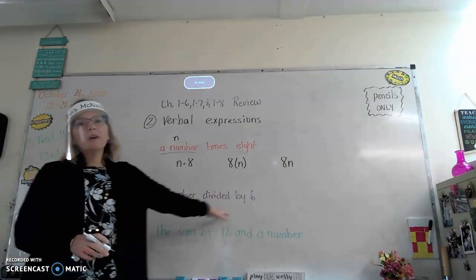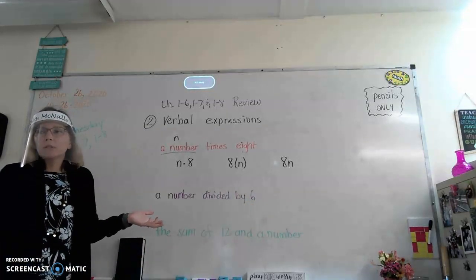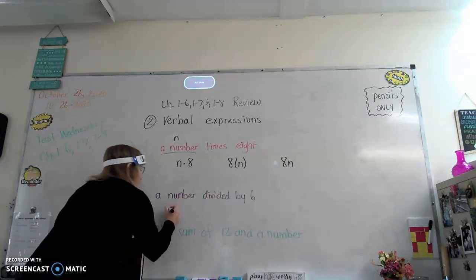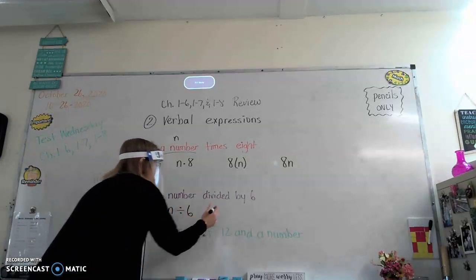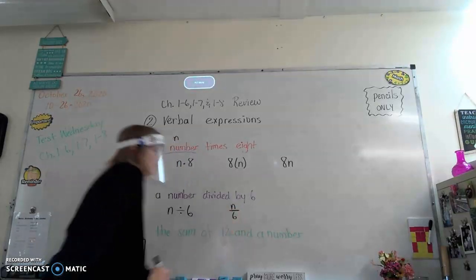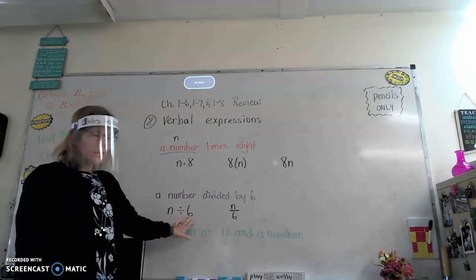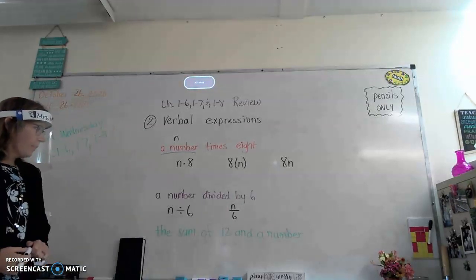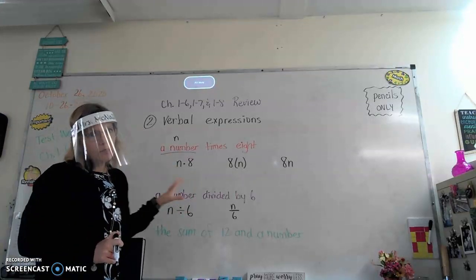How about a number divided by 6? Now I want to show division. What shows division? N divided by 6. Okay, so I could just write N over 6, divided by 6. Very good, Karen. Or I could write it like a fraction. Remember, fraction means divide also. So you can write it N divided by 6 or N over 6. Those both mean divided by. On the test, you only have to give me one answer for each one.